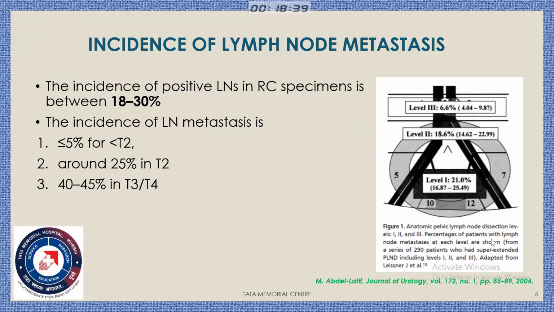Lymph node metastasis is seen in roughly 18 to 30% of the RC specimens. The incidence is up to 5% in T1 disease, around 25% in T2 disease, and 40 to 45% in T3 and T4 disease. Lesner et al. had divided the template into 3 levels: level 1 till the common iliac bifurcation, level 2 up till the aortic bifurcation, and level 3 up till the origin of the IMA.